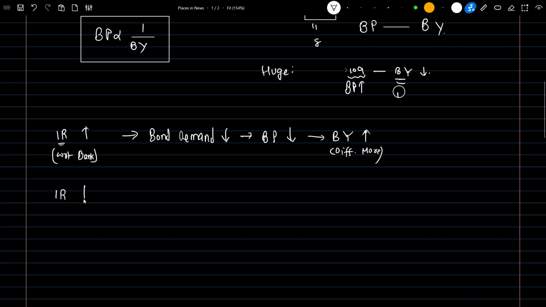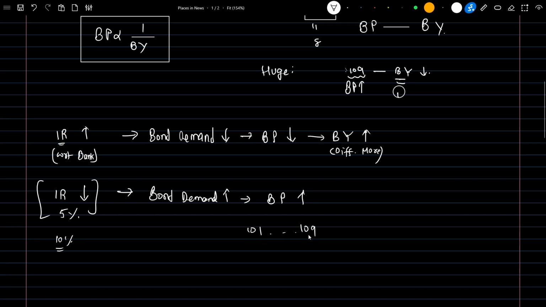Similarly, whenever the interest rate is low, if the bank is giving less interest, let's say just 5% interest rate, whereas the bond is giving 10% interest rate, I will definitely go and invest in the bond. So whenever the interest rate is less, the demand for the bond will be increasing. Whenever the demand for the bond increases, the bond price will automatically increase, from 101 to almost, it may reach up to 109.